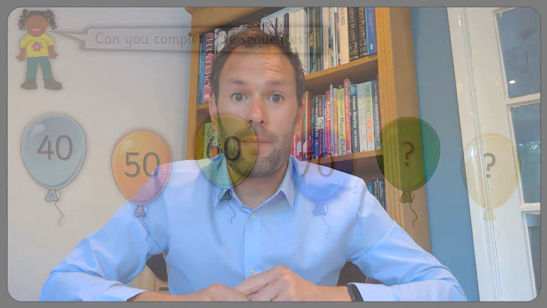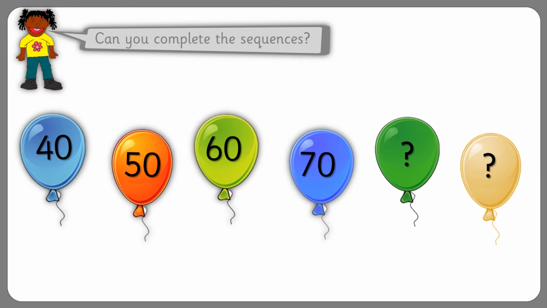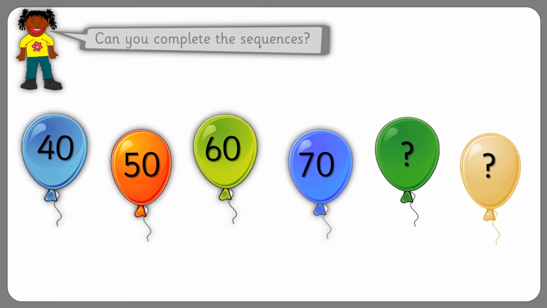Now, our friend Poppy has got some number sequences that she wants our help with. So Poppy is asking us if we can complete the sequences. So what can we see? We can see 40, 50, 60, 70, and then two mystery numbers.